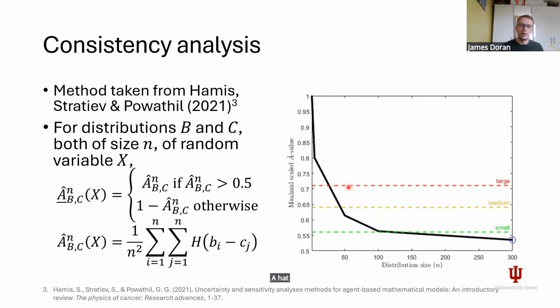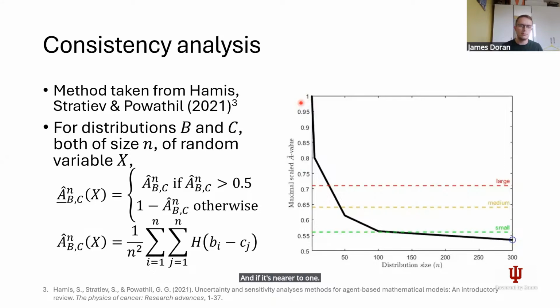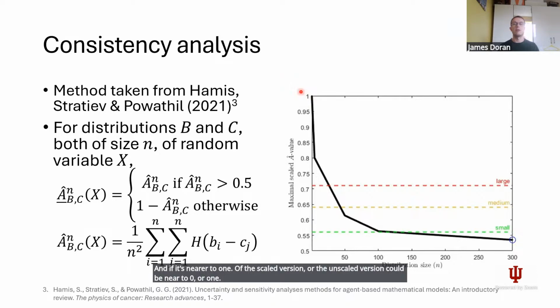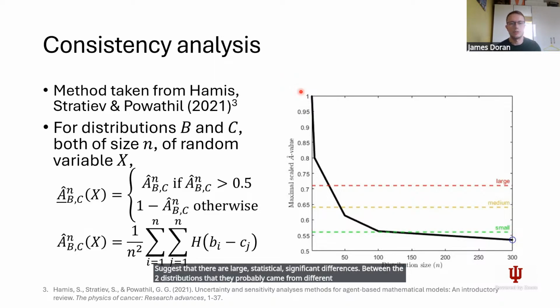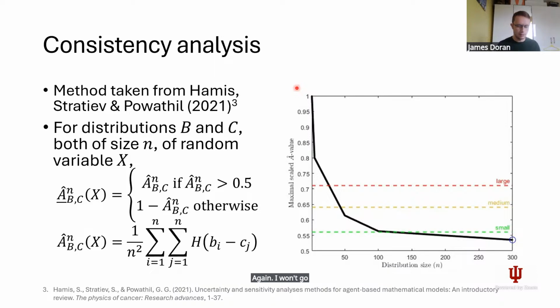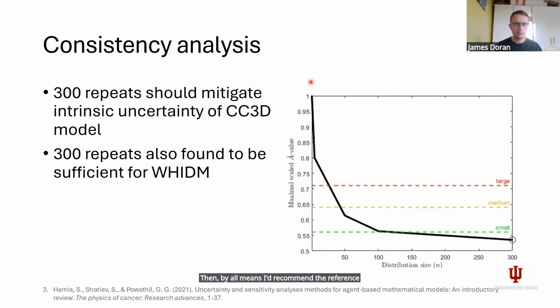which, if closer to 0.5, essentially suggests that the two distributions do not have any statistically significant differences between them. And if it's nearer to 1, or the scaled version or the unscaled version could be nearer to 0 or 1, that suggests there are large statistically significant differences between the two distributions, that they probably came from different probability distributions, is the idea. Again, I won't go into too much more detail. If you're interested in the methodology we use, then by all means, I'd recommend the reference shown.